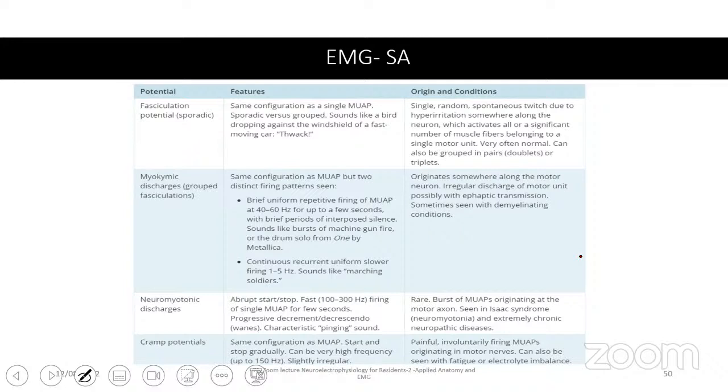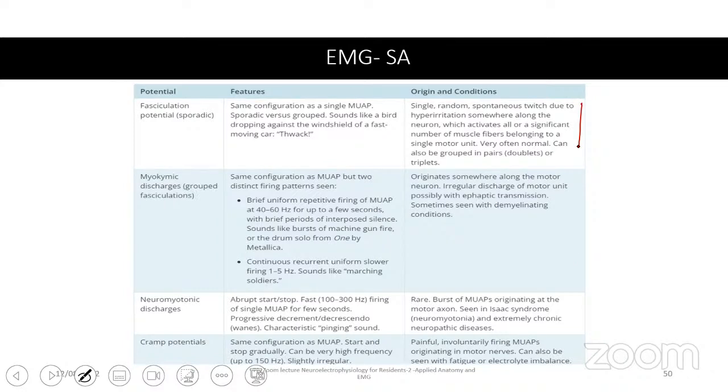Fasciculation potentials: a single, random, spontaneous twitch due to hyperirritation somewhere along the neuron, which activates all or a significant number of muscle fibers belonging to a single motor unit. Very often normal, they can also be grouped in pairs, doublets, or triplets. The fasciculation potentials are most commonly seen in the deltoid muscle.